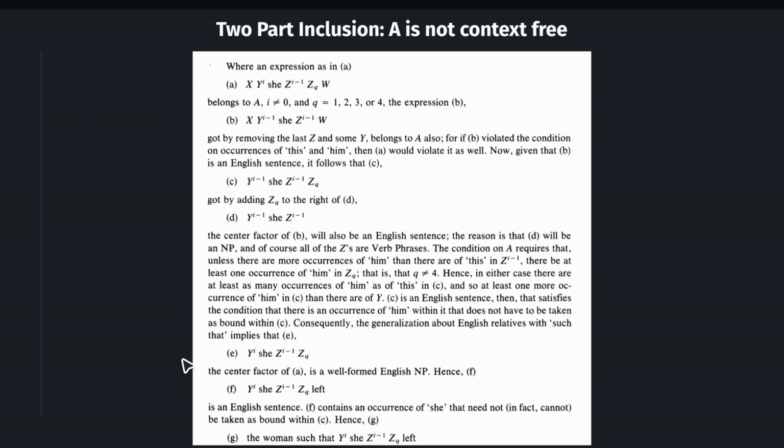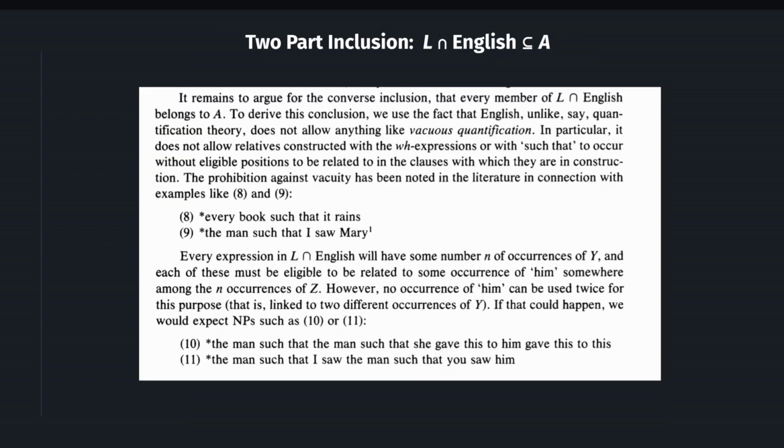This is a valid noun phrase, and F is a valid English sentence that we get by adding the word left at the end. So what the author is arguing here is that if we generalize sentences in the language A and do a set of manipulations, then we just find that, oh, these are context-free, right? Does not depend on how many Y and Z you have. There are no additional dependencies. So that's part 1. Part 2 is that the intersection of L and English does actually belong to A.